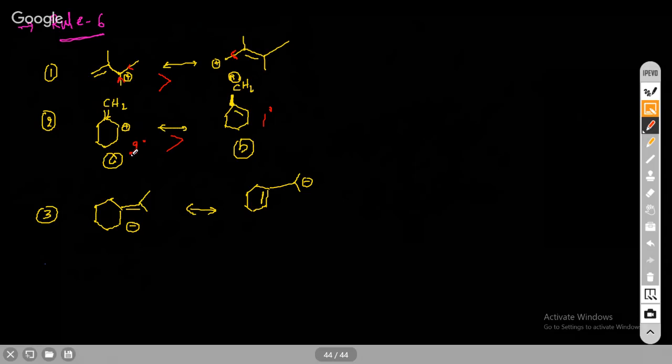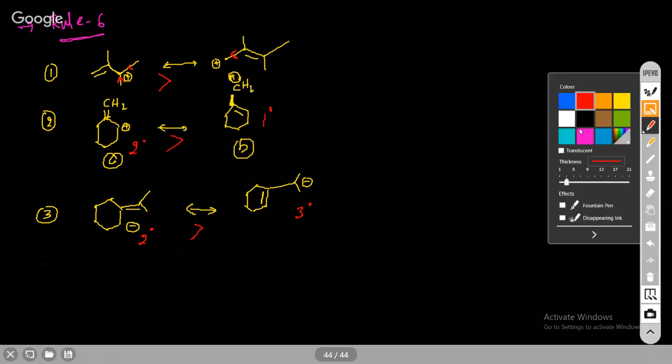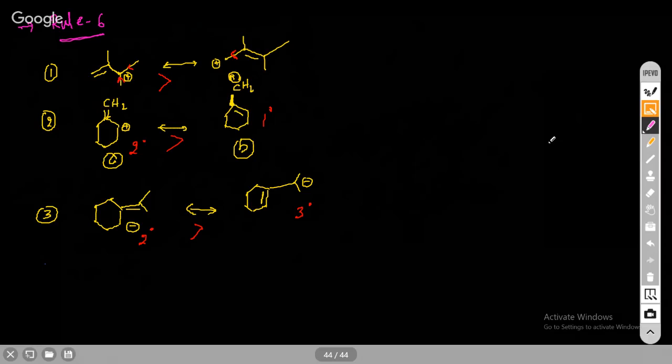See, this is carbon ion, right? So it is 2 degree carbon ion. This is 3 degree carbon ion. And we know 2 degree carbon ion is more stable than 3 degree. This is carbocation and this is carbon ion, negative charge. Understood? Yes.